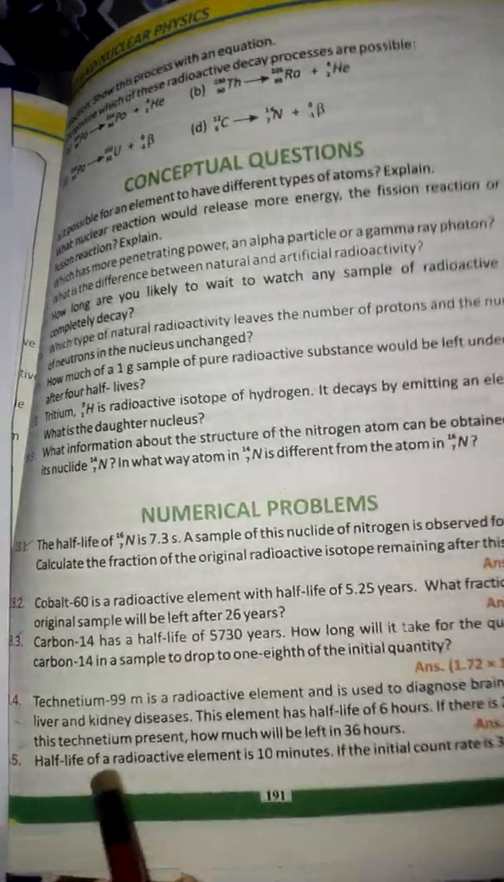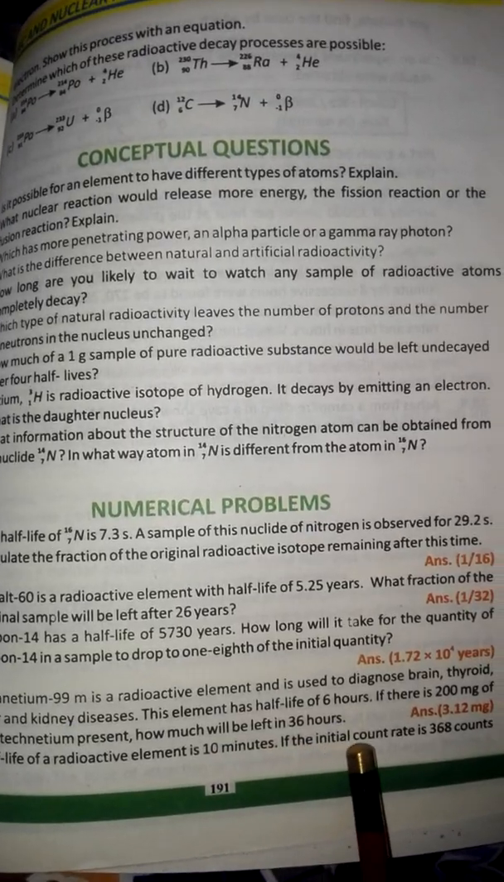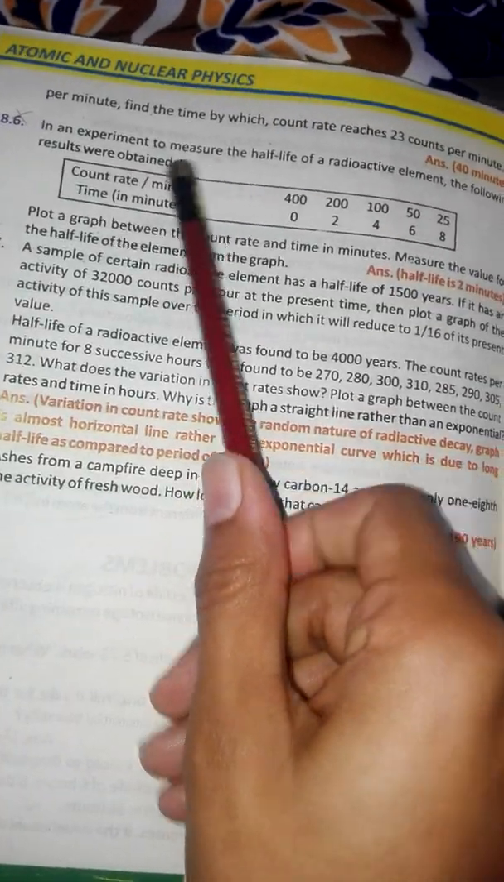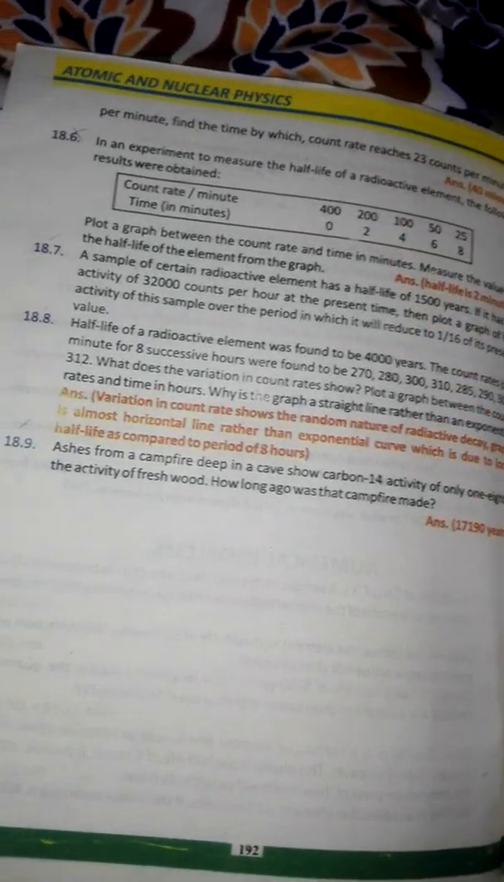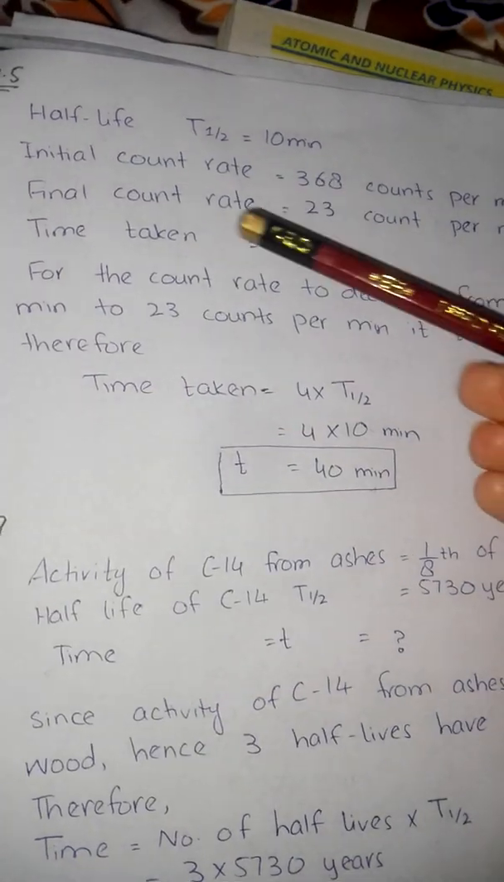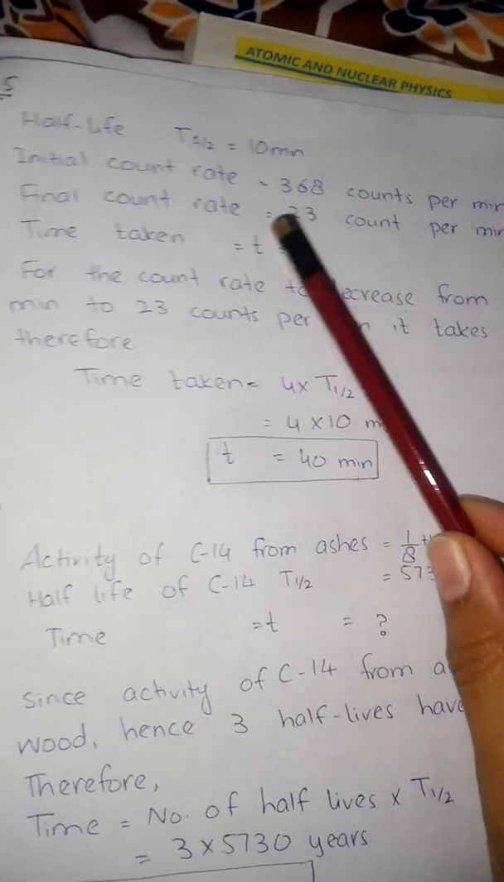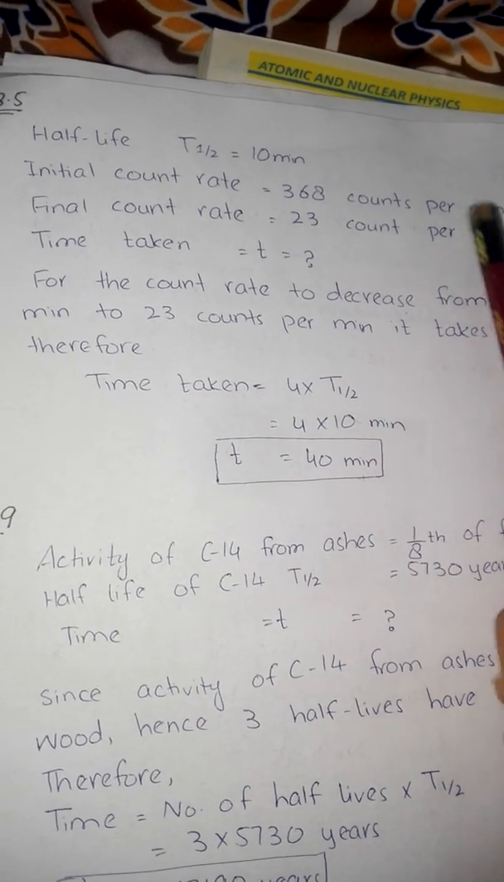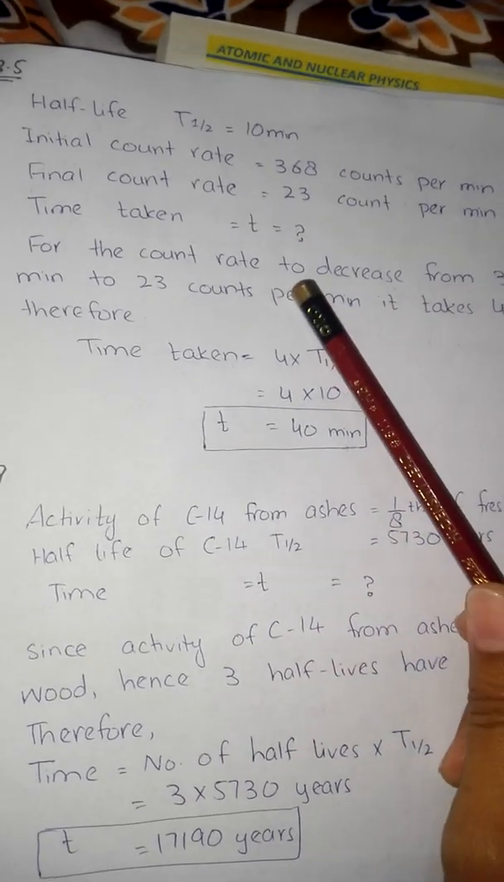After this, 18.5. Half-life of radioactive element is 10 minutes. If the initial count rate is 368 counts per minute, find the time by which count rate reaches 23 counts per minute. Half-life t1/2 is equal to 10 minutes. Initial count rate is 368 counts per minute, and final count rate is 23 counts per minute. Time taken we have to find.